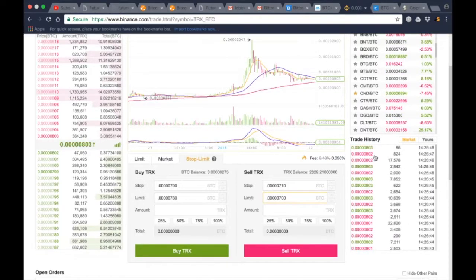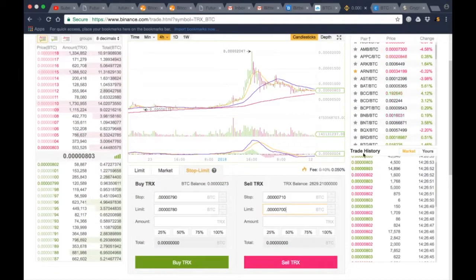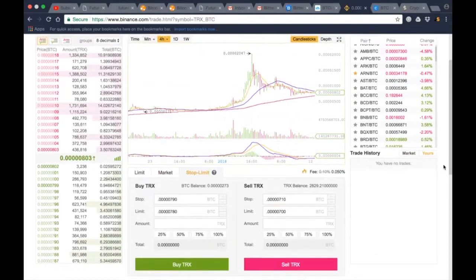Here on the right, you can see the trade history of every order being fulfilled. Here under trade history, market, and you can go ahead and look at yours for trade history.